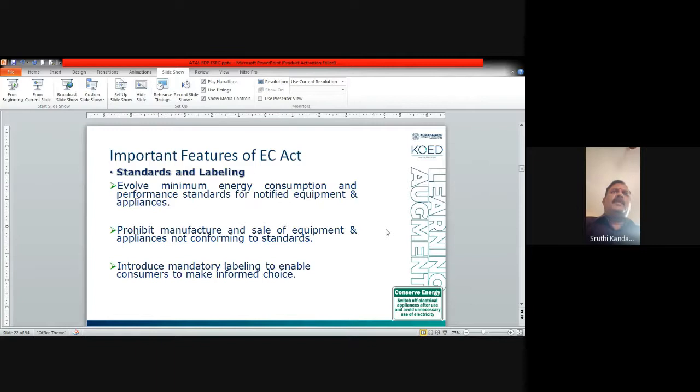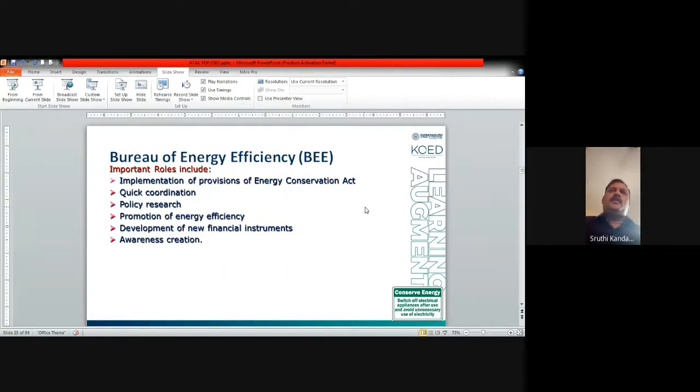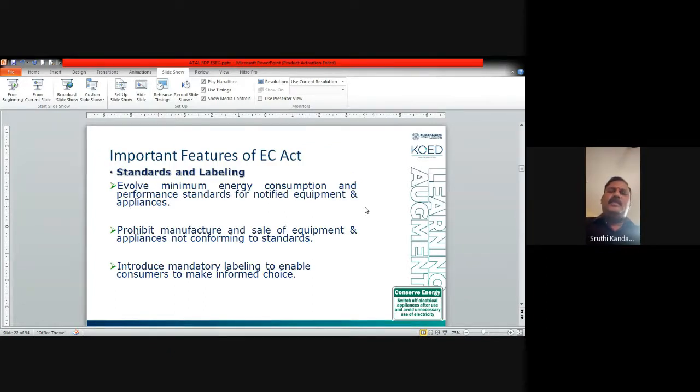Some of the features of the Energy Conservation Act involve minimum energy consumption and performance standards for notified equipment and appliances. Because the energy losses on the consumer side are also due to non-proper utilization of the equipment, like motors consuming more power or the motor losses being more, then unnecessarily using resistive heating, unnecessarily using fans, refrigerators, air conditioning systems. So, depending on the application, the energy consumption will be more as well as the losses will increase.